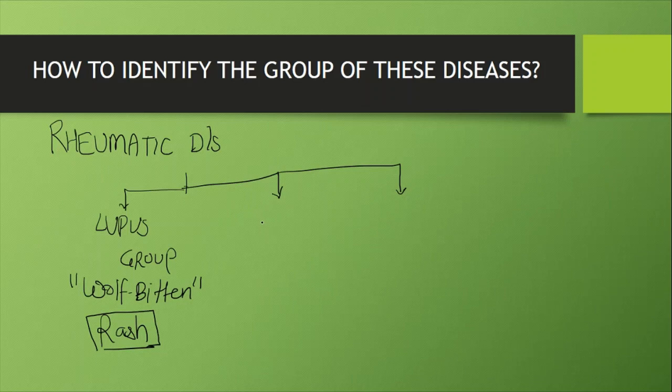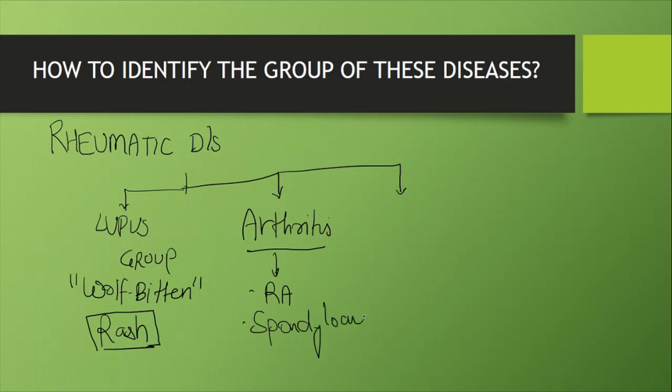Then you have the disorders where arthritis will be predominant. That will be the arthritis group of disorders, which predominantly have arthritis as a component, which could be inflammatory arthritis, the very important one being rheumatoid arthritis, right? It could also be spondyloarthropathies.